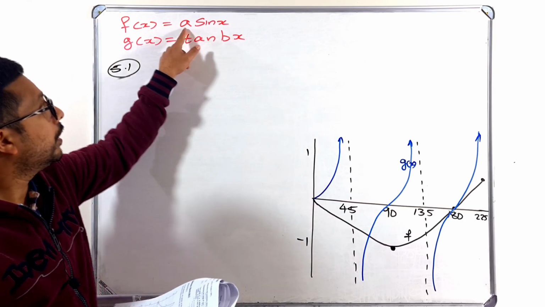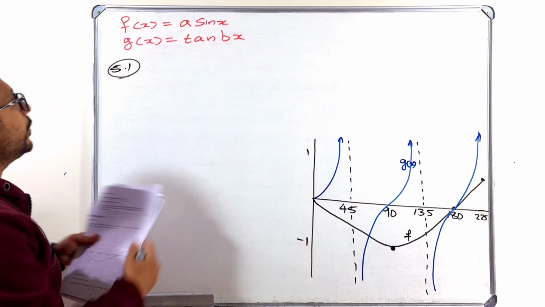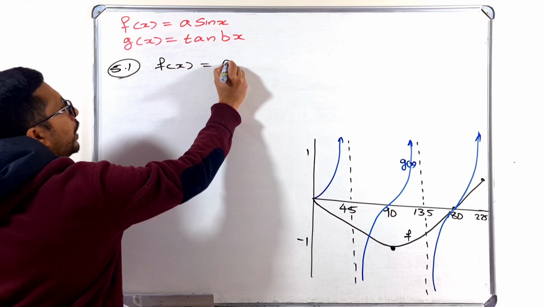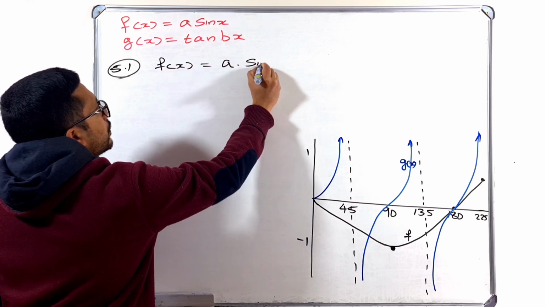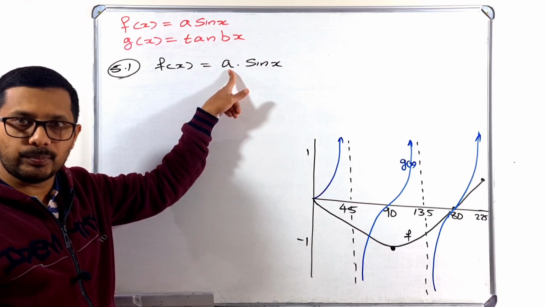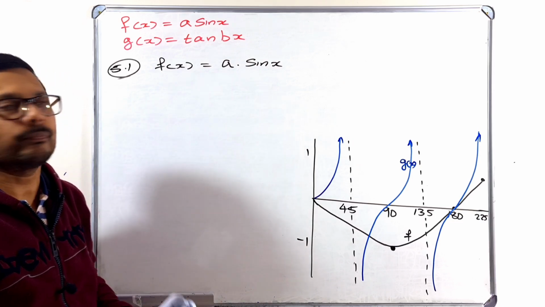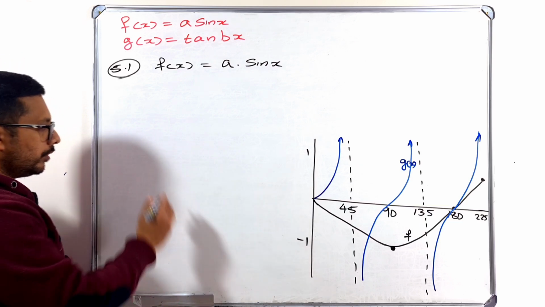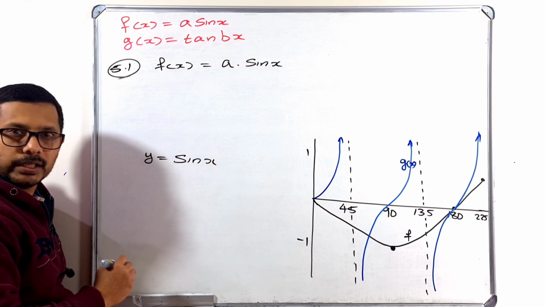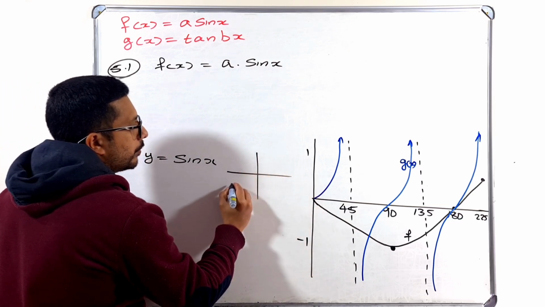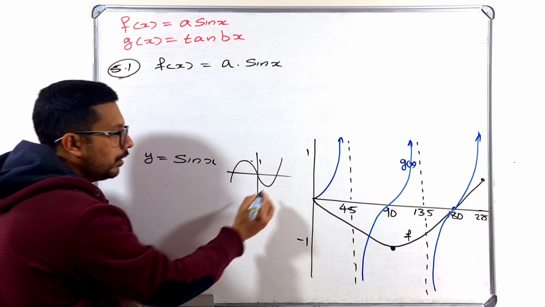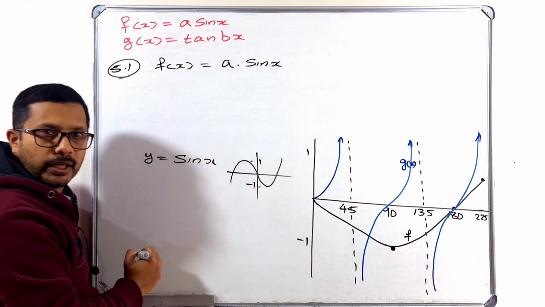Okay, so in this f of x graph, let me write that f of x here once more. F of x is equal to a sin x. What is that a stands for? A stands for the amplitude. Am I right? Okay. So a stands for the amplitude. So if we draw the graph of y is equal to sin x, it is going to be something like this. Okay, and here what is the maximum value? 1, and the minimum value is -1.